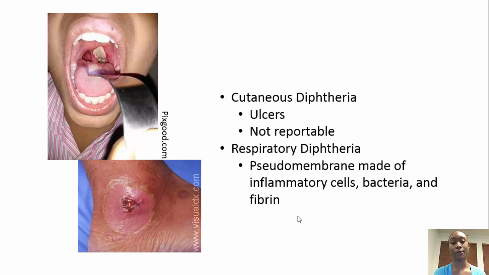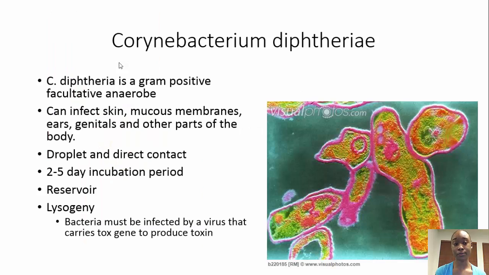And the hallmark sign, like I said, of respiratory diphtheria is the bull neck and this pseudomembrane right here. It's made out of inflammatory cells, the actual bacteria that causes diphtheria, and fibrin. And it can also spread and obstruct the airway, which is part of what can make the disease fatal.